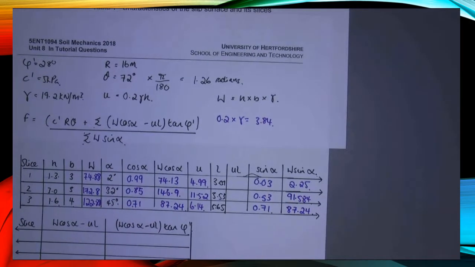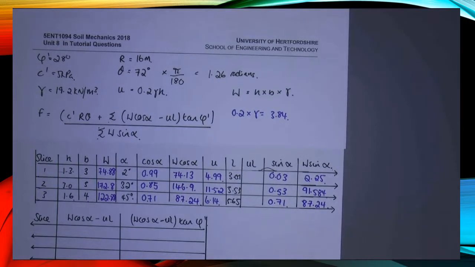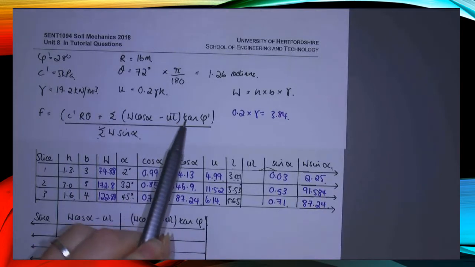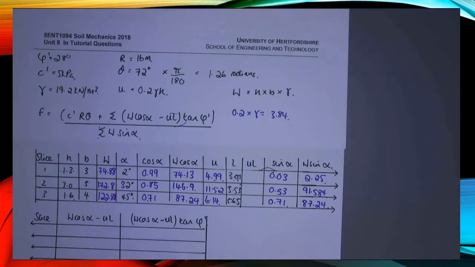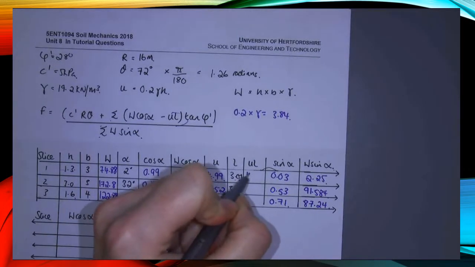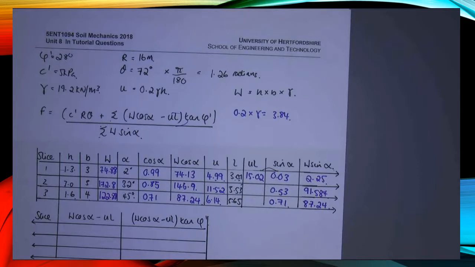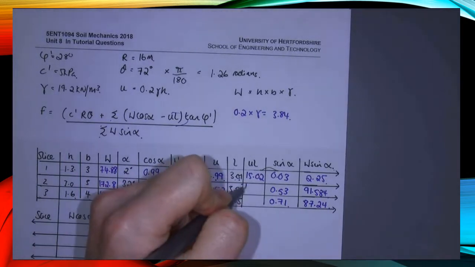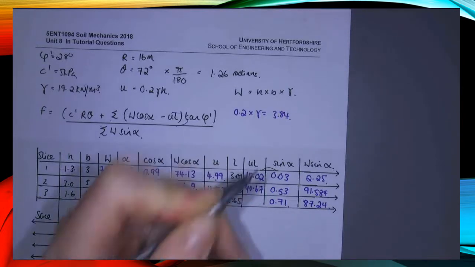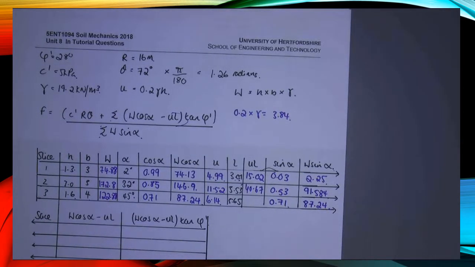So now, to get the total pore pressure along the length of the base of the slice, we need to multiply the unit pore pressure by the length. That is the UL portion of our equation. So 3.01 times 4.99 equals 15.02. 3.53 times 11.52 gives 40.67, and then 5.65 times 6.14 equals 34.69.